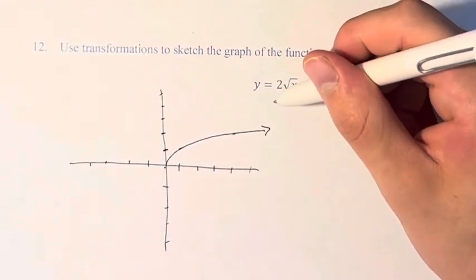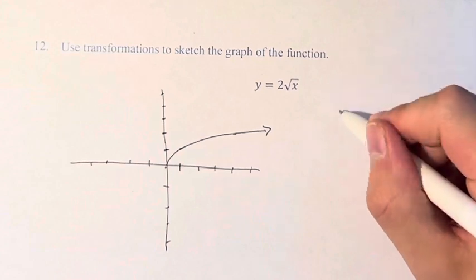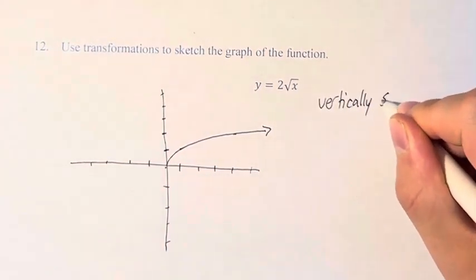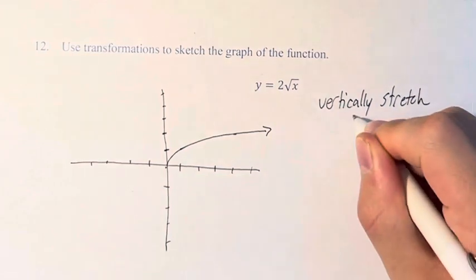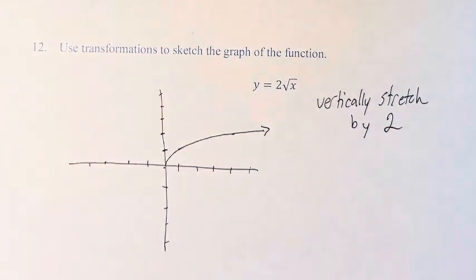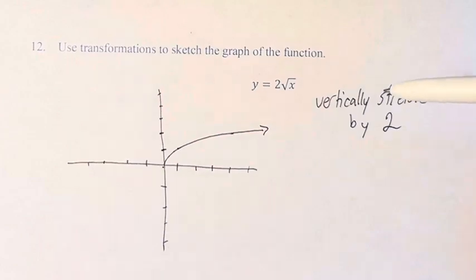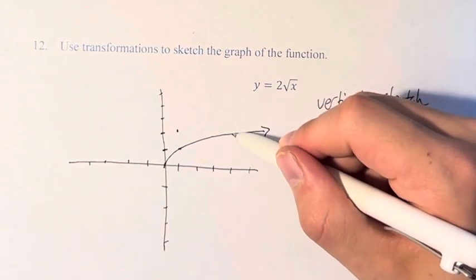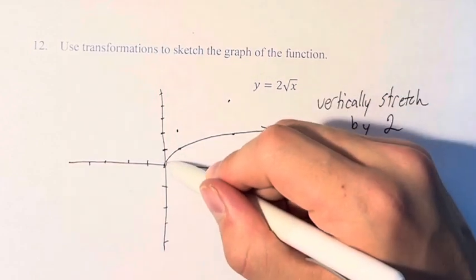Now we're multiplying this function by 2, so that means we are vertically stretching by a factor of 2. This means that all of the y values of the points are multiplied by 2. So (0, 0) doesn't change, but (1, 1) becomes (1, 2), and (4, 2) becomes (4, 4).